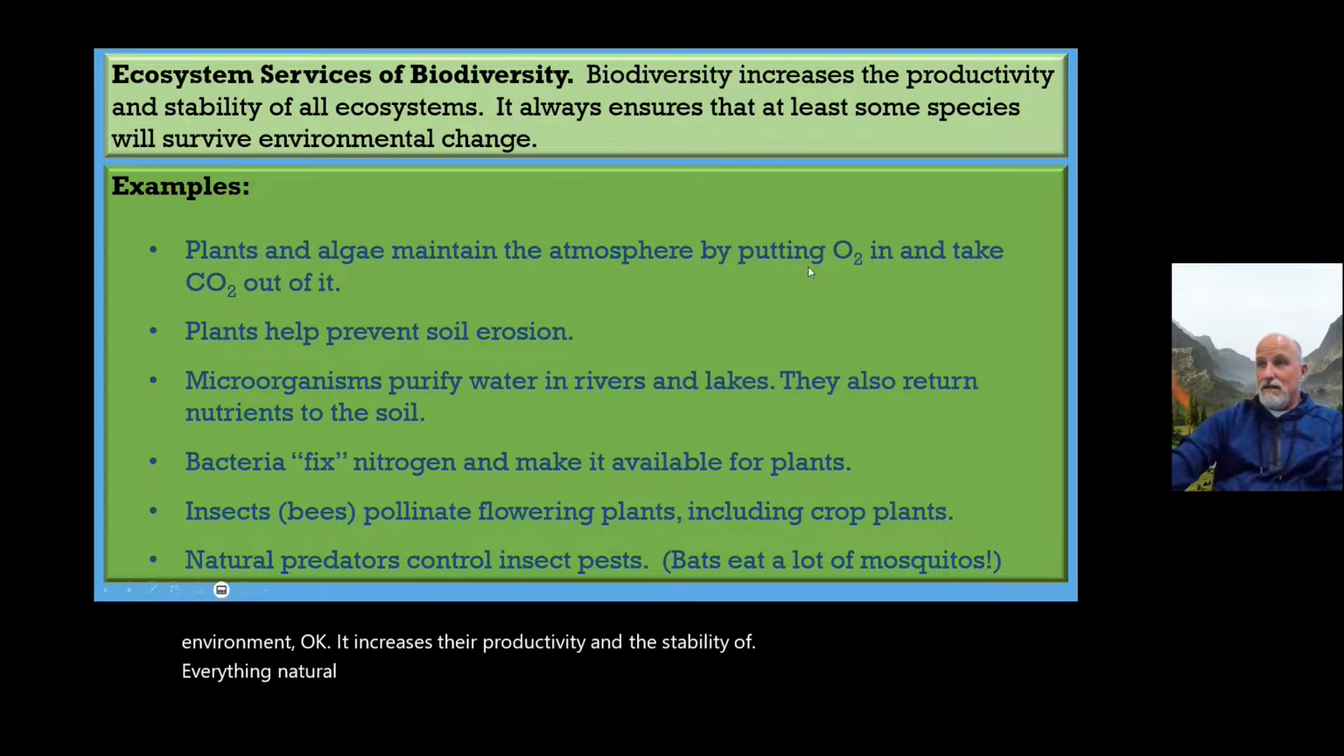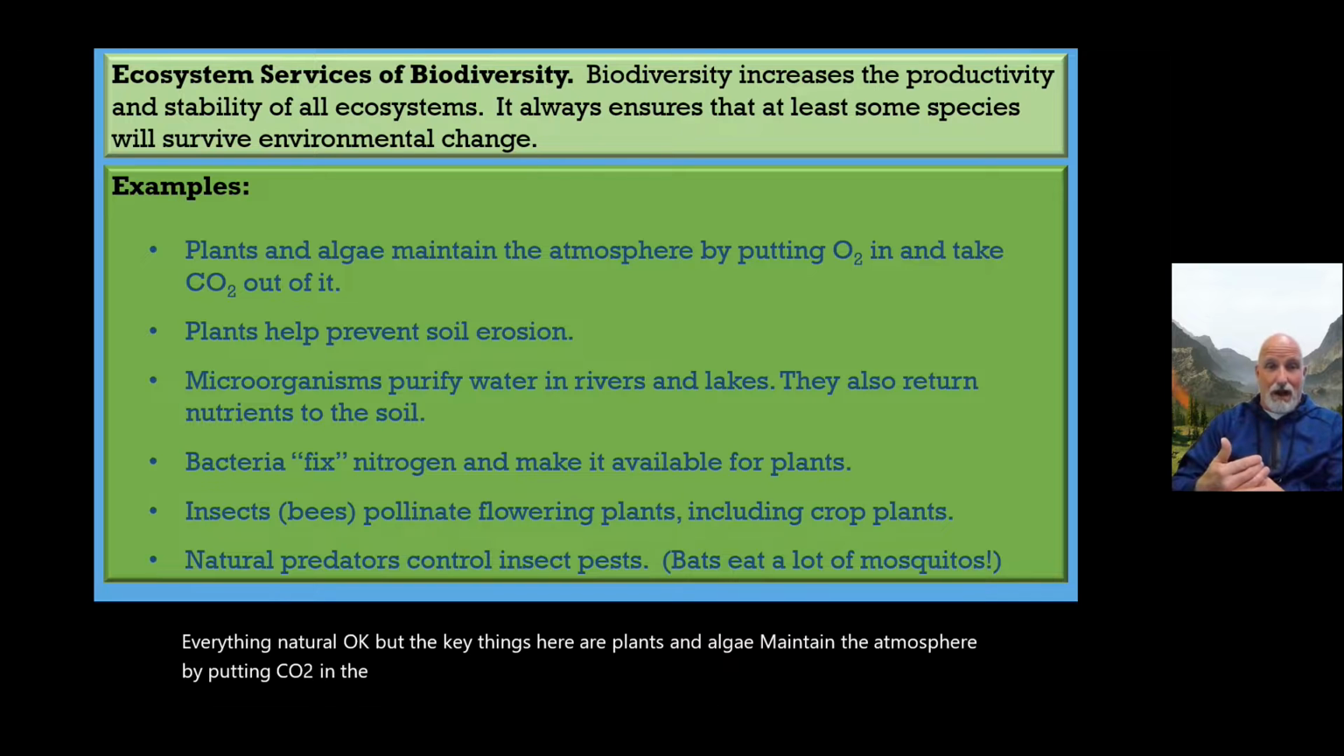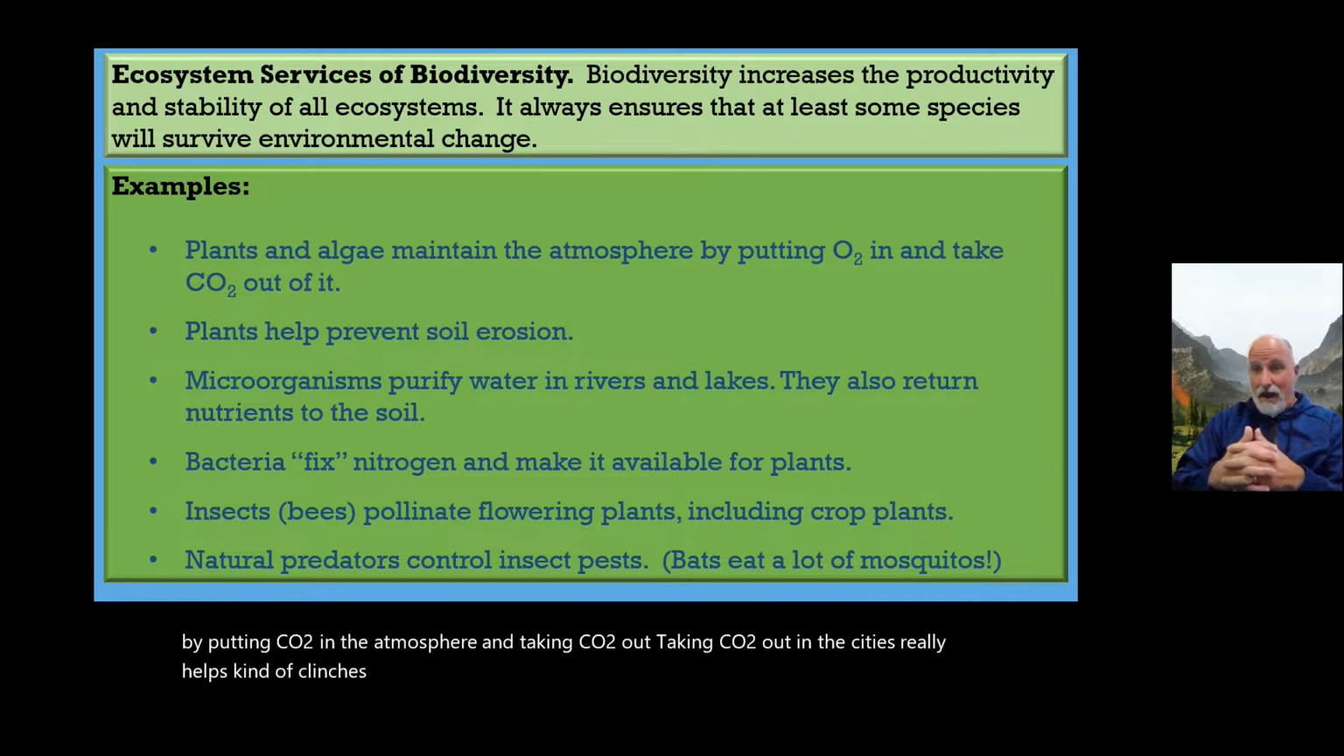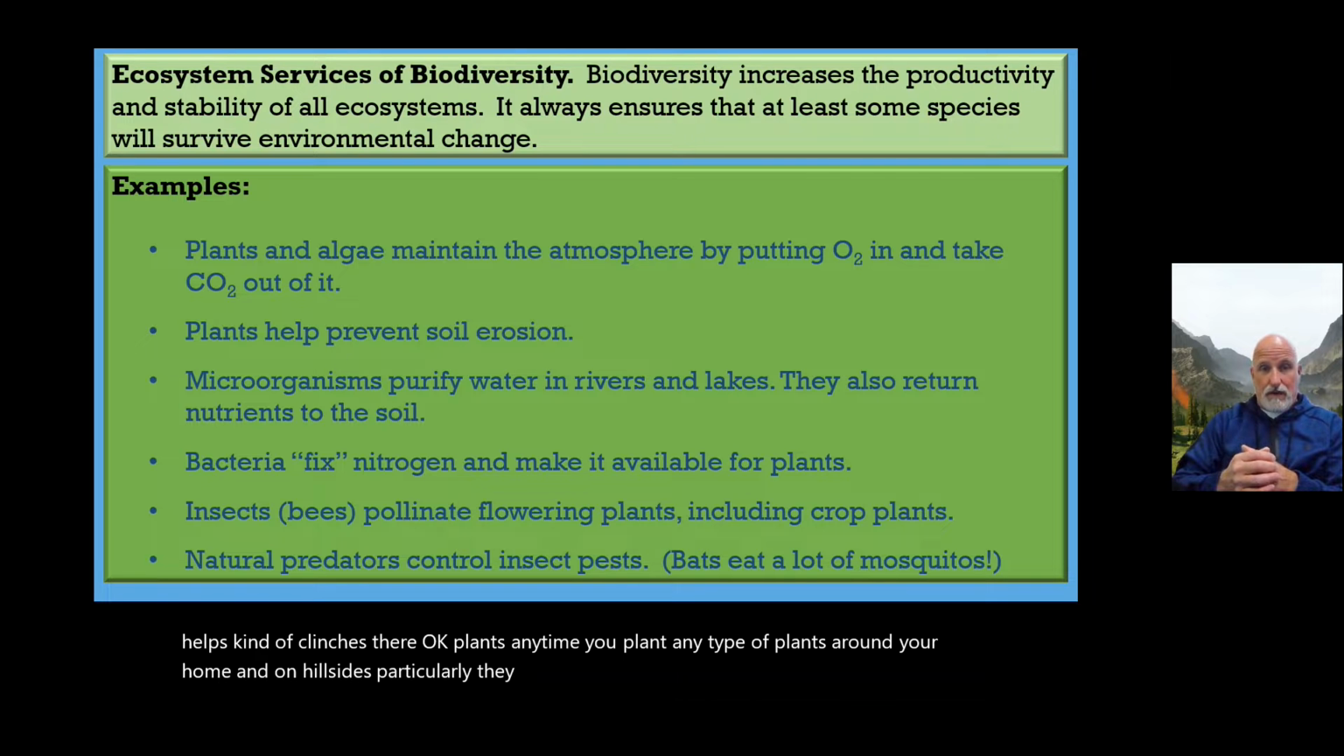But the key things here are plants and algae maintain the atmosphere by putting O2 in the atmosphere and taking CO2 out. Taking CO2 out in the cities really helps. It kind of cleanses there. Anytime you plant any type of plants around your home and on hillsides, particularly, they prevent soil erosion. And that's where all my trees help.